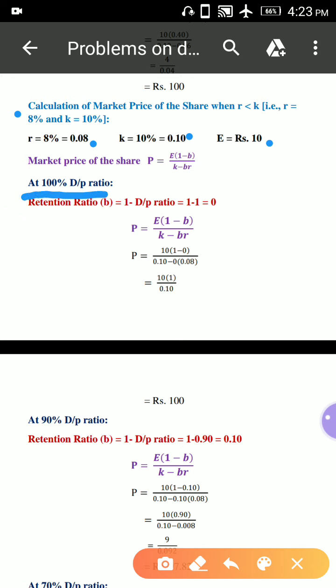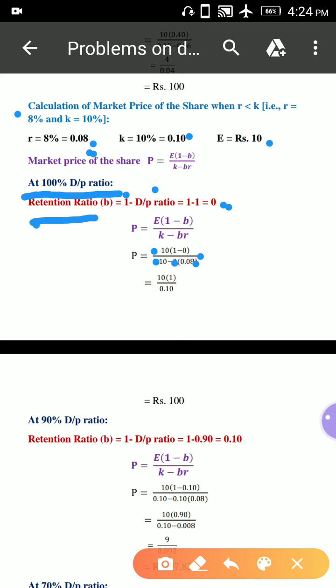At 100% dividend payout ratio, first we have to calculate the retention ratio, that is 0%. At 100% dividend payout ratio, the retention ratio is 1 minus 1, equal to 0. Now B value will be 0. Here E rupees 10, 1 minus B value 0, divided by K 0.10 minus B value 0 into R. R value here is 0.08. 8% means 0.08.